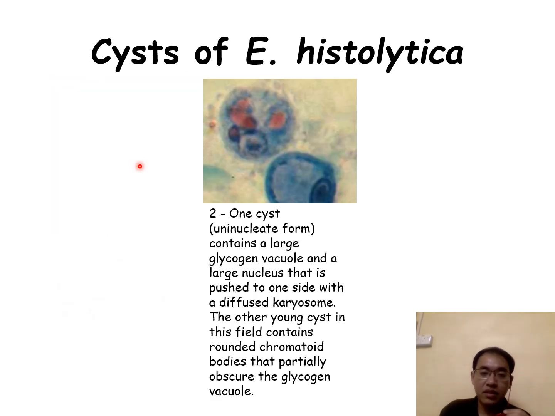Okay, next. These are trichrome stain samples. So there's only one nucleus being appreciated. It contains a large, black stained glycogen vacuole. There's another young cyst in the field that contains round chromatoids that partially obscure the glycogen vacuole.